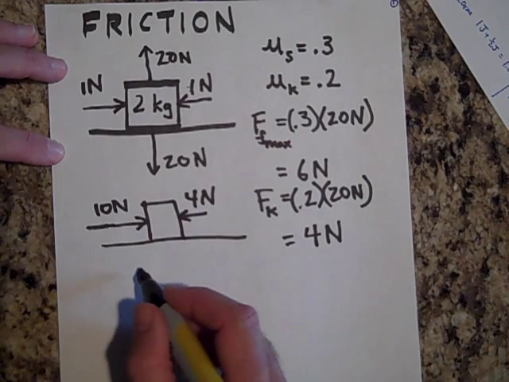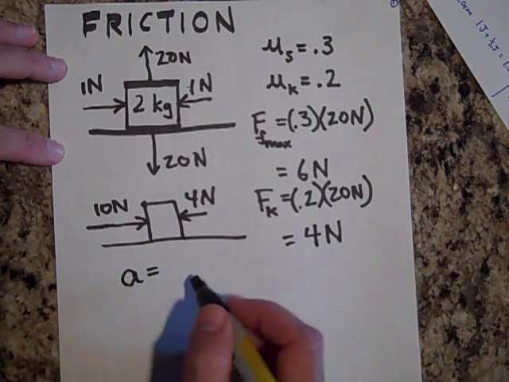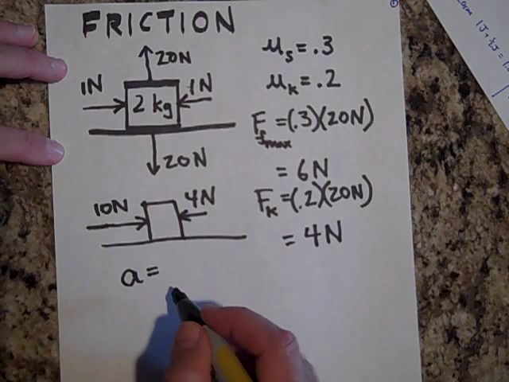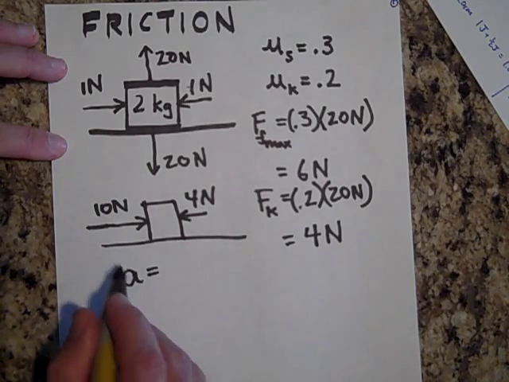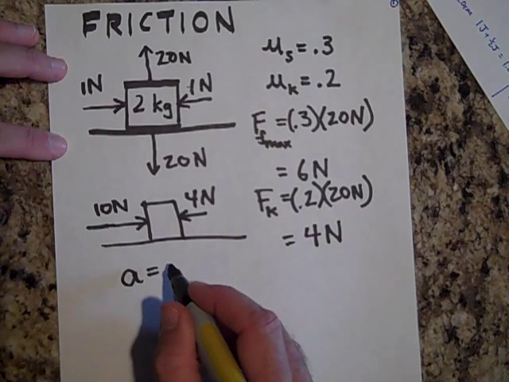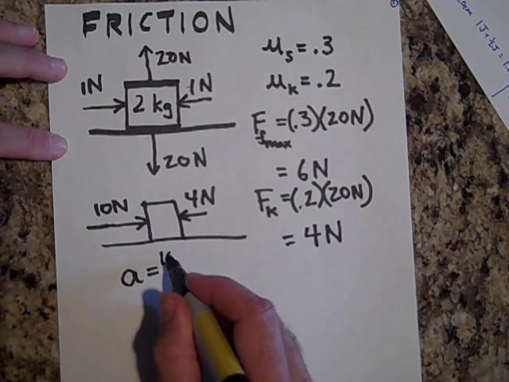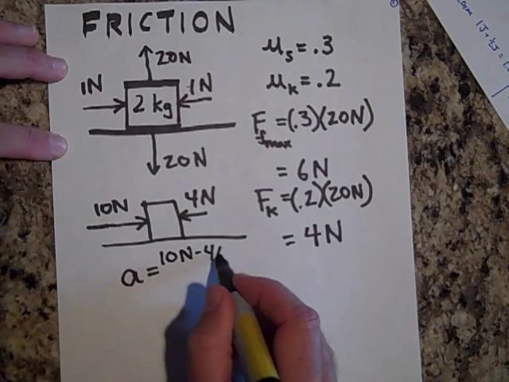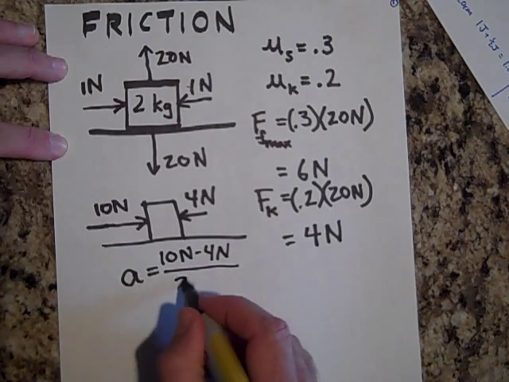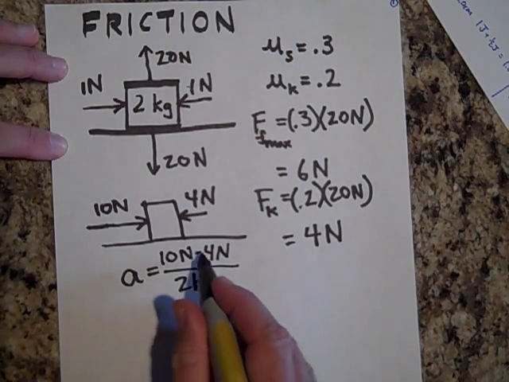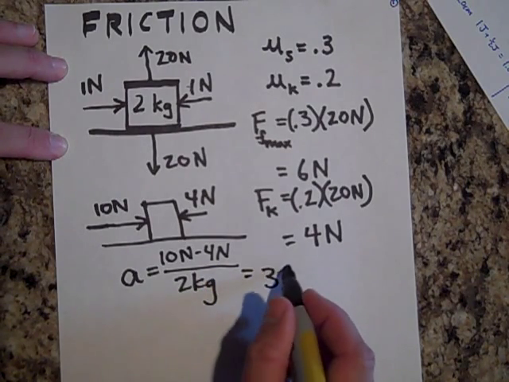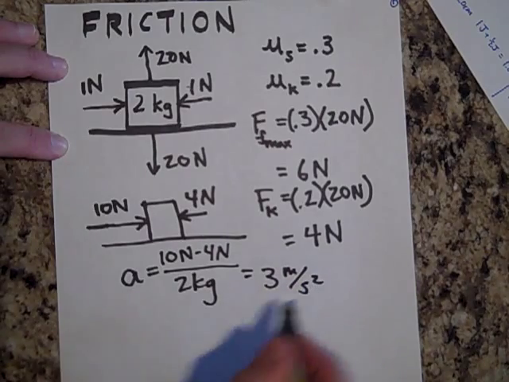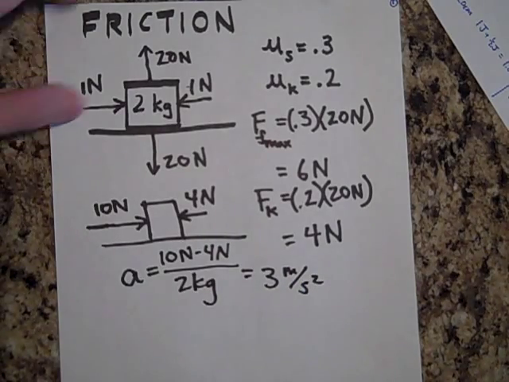So what would be the acceleration of this box? This is not a question for the review. Well, it is a question for the review. The acceleration of this box would then be the net force, which is 10 newtons minus 4 newtons, all over the mass of the box, 2 kilograms. So that would be 6 newtons divided by 2 kilograms. I'm thinking that that box will have an acceleration of 3 meters per second squared. Okay, on to the next topic.